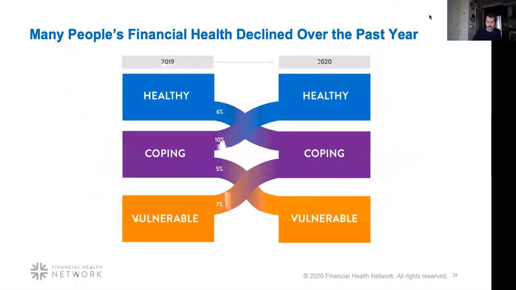And looking at our longitudinal data, which is following the same individuals over the past several years, while there were improvements and movement between these financial health tiers between 2019 and 2020, some people did experience decreases in financial health and moved to a lower tier. 6% moved from being financially healthy to financially coping, and another 5% moved from financially coping to financially vulnerable. So even though there was a net increase at the highest aggregate level, there's a lot of movement below the surface, and a lot of people experienced declines in their financial health.